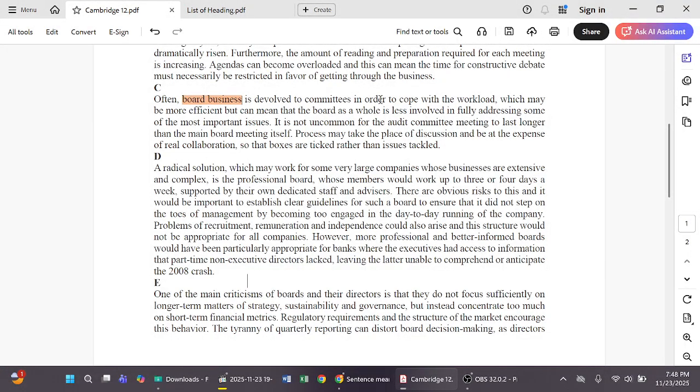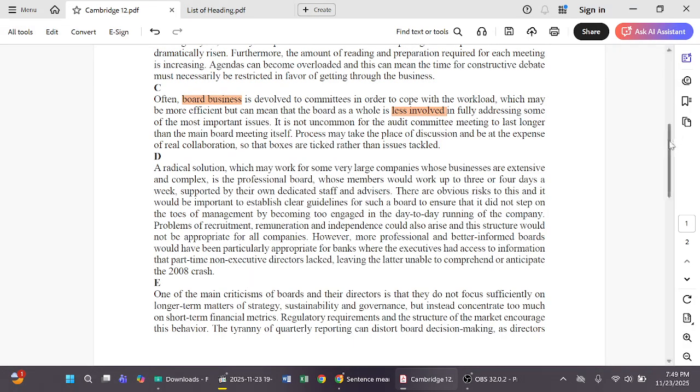It's developed to committees in order to cope with the workload, which may be efficient, but it can mean that the board as a whole is less involved. Here, less involved means all committee members cannot take part in all kinds of programs or projects in fully addressing some of the most important issues. Even if the issue is more important, they don't have that kind of access to get in. Okay, so it is not uncommon for the audit committee meeting to last longer than the main board meeting itself.